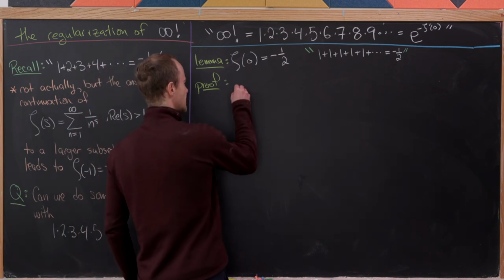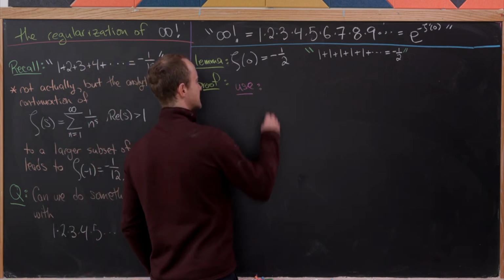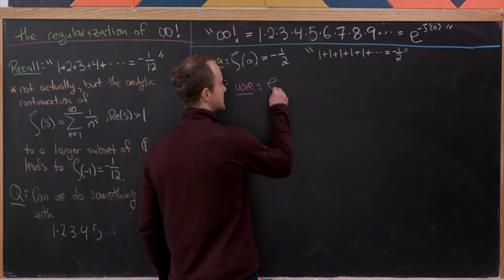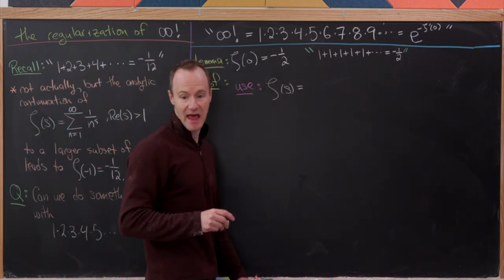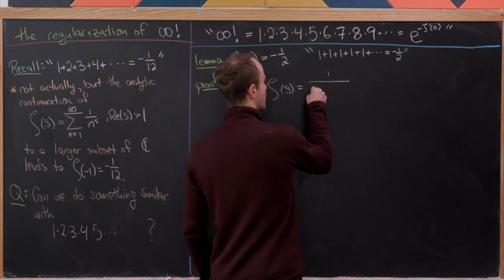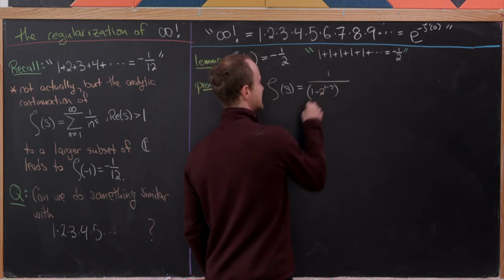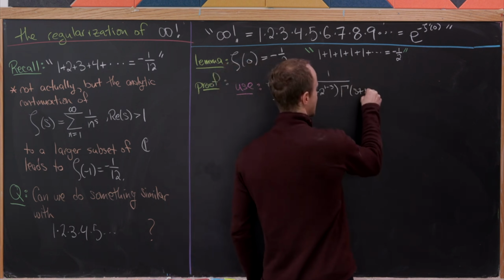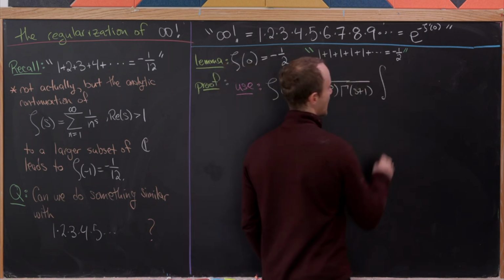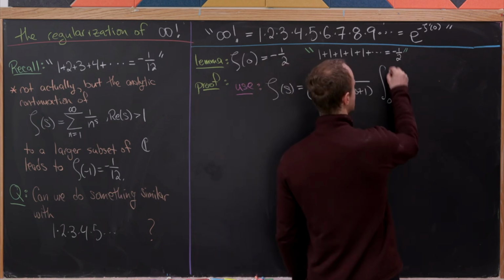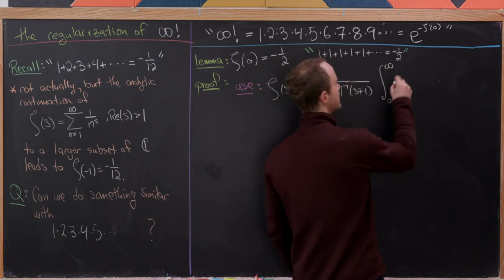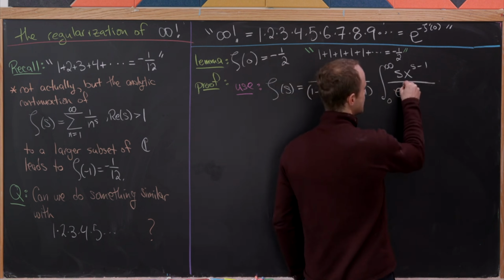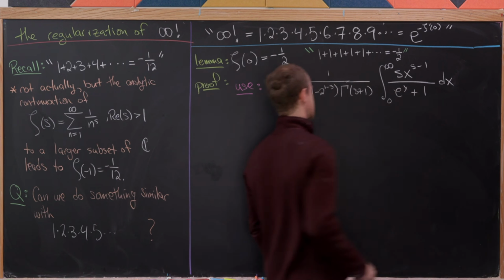Okay, so we're going to use an integral representation of the zeta function that we developed in a previous video, and it looks like this. So zeta evaluated at s is going to be 1 over 1 minus 2 to the 1 minus s, times the gamma function evaluated at s plus 1, times the integral from 0 up to infinity of s x to the s minus 1 all over e to the x plus 1 dx.